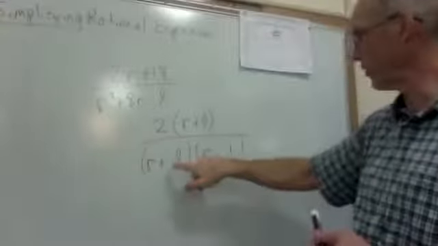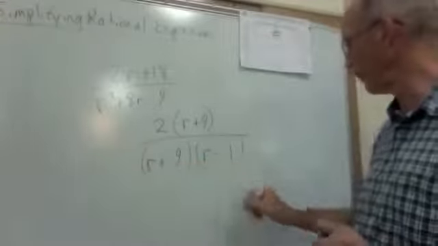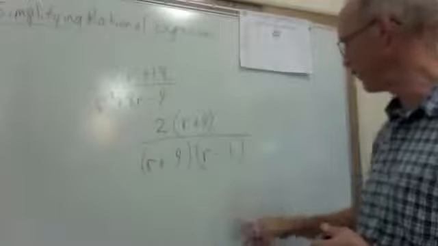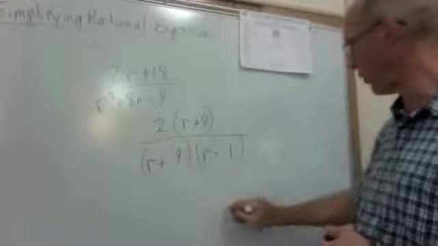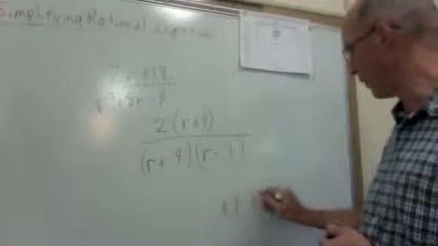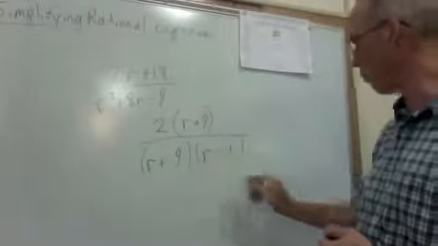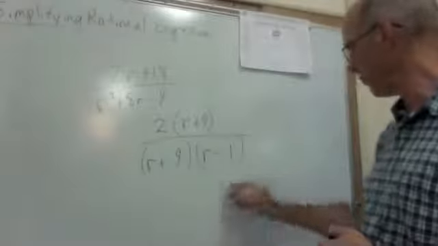So first, let's deal with excluded values. Do you see that r cannot equal negative 9? Because that would make that 0. So r cannot equal negative 9, and r cannot equal 1. So there's your excluded values.